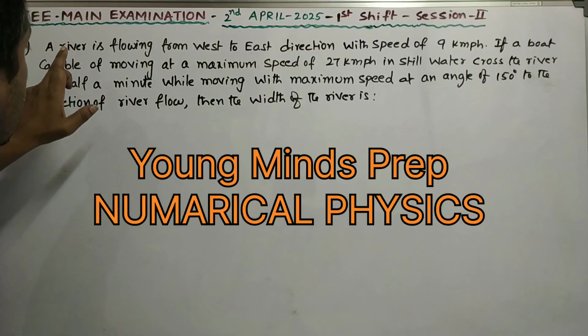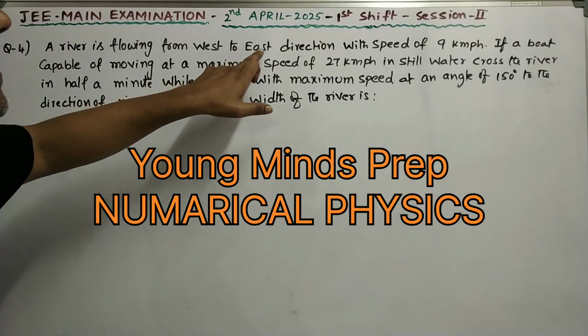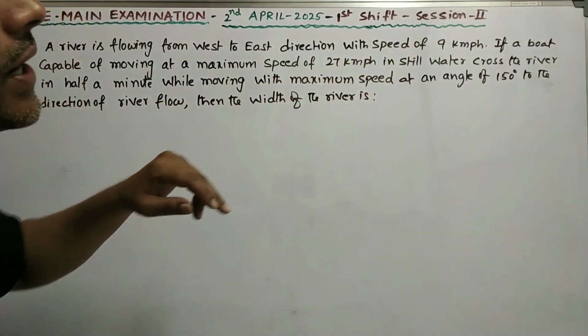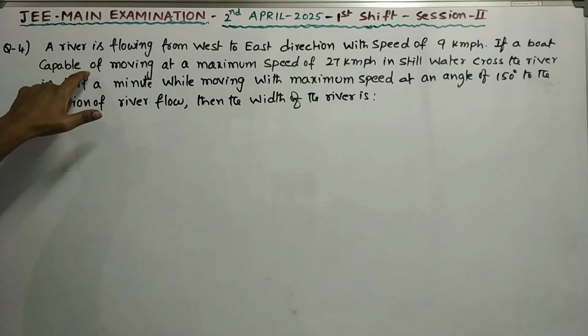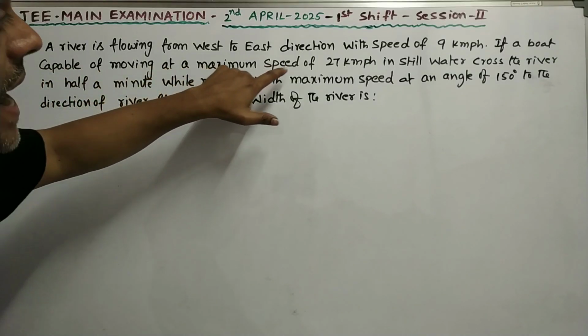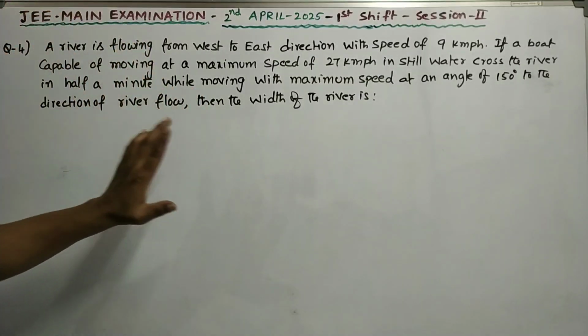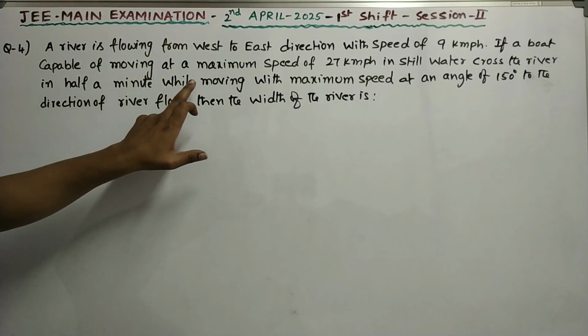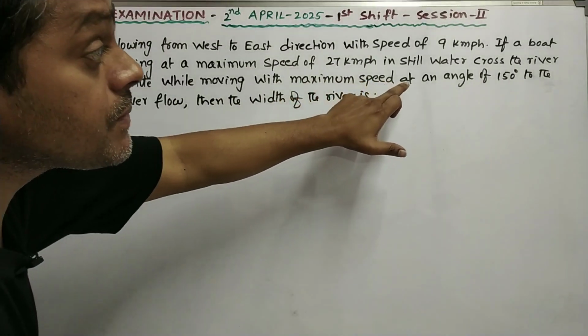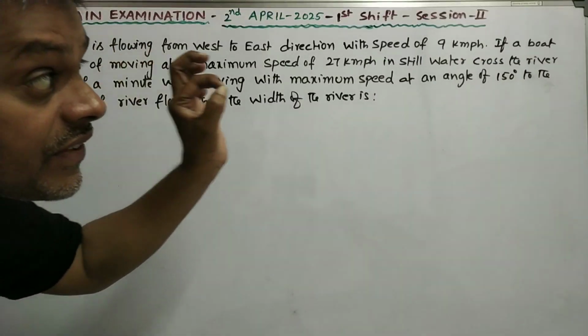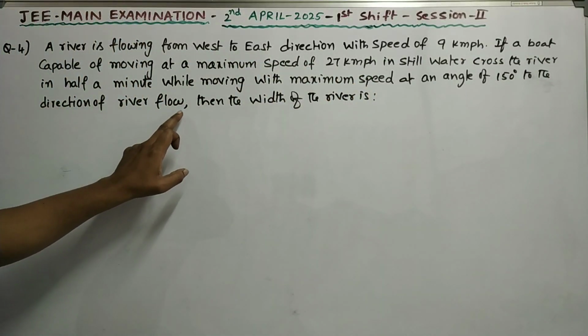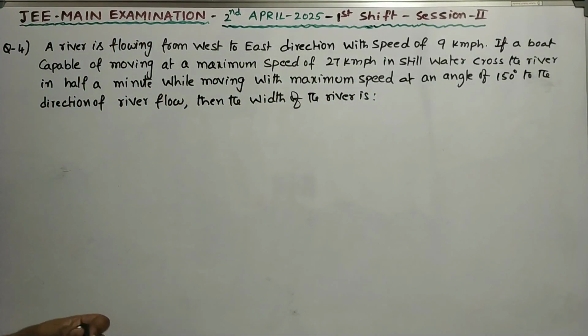Okay, the fourth question. A river is flowing west to east direction with a speed of 9 km per hour. If a boat capable of moving at a maximum speed of 27 km per hour in still water crosses the river in half a minute while moving with maximum speed at an angle of 150 degree to the direction of river flow, then the width of the river is.